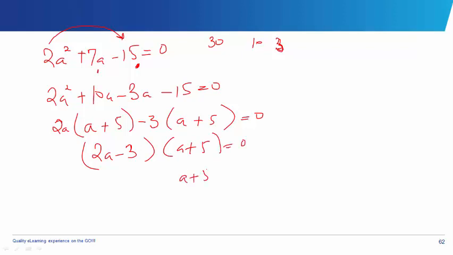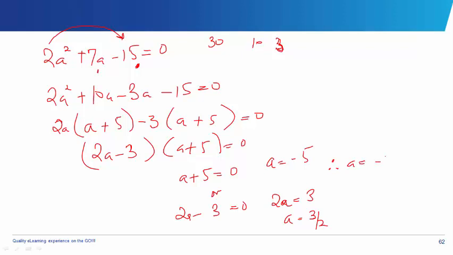Therefore a plus 5 equals 0, or 2a minus 3 equals 0. So here a will be equal to -5, and for this second case we have it that 2a equals 3, or we'll take 3 to that side, and a will be equal to 3/2. Therefore a equals -5 or 3/2. That's our final answer.